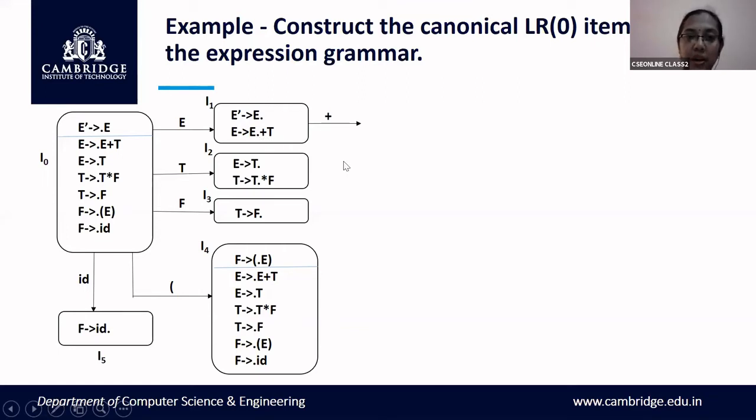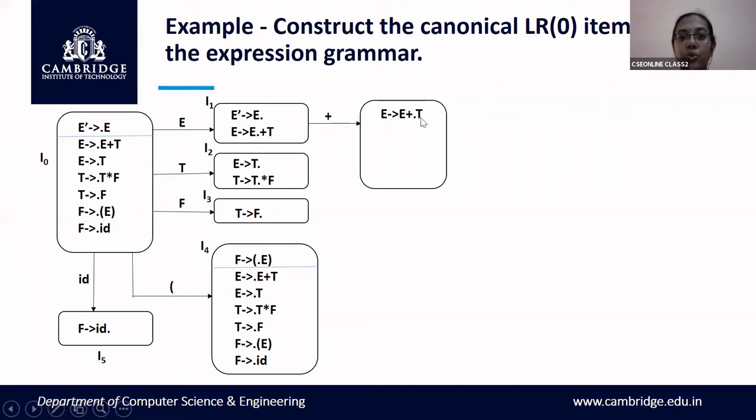When I move to the rightmost side, what production will I get? I will get E derives E plus dot T. Dot was here before plus. Now on plus, dot is moving one position towards the rightmost side.